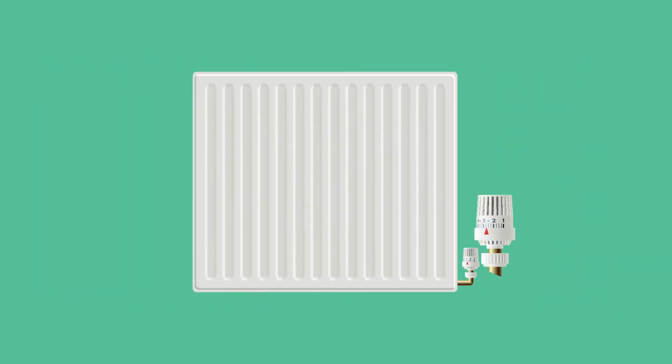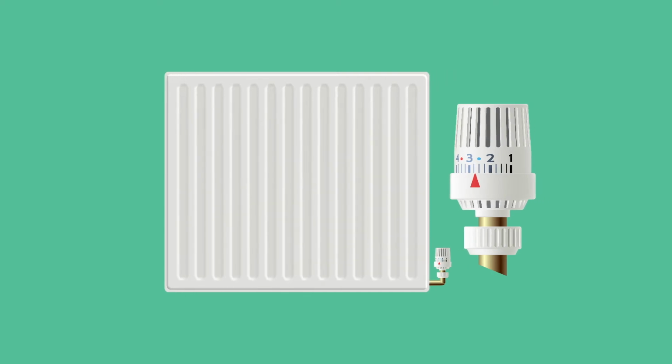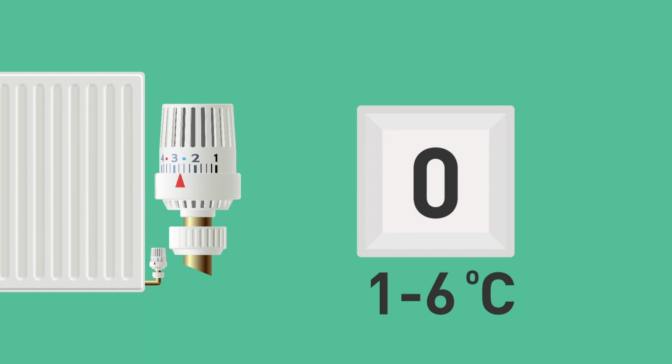You need to use your radiators carefully too. Adjust the controls on radiators to suit how much you use each room. Generally, the settings work like this. They go from 0, which keeps the radiator at 1 to 6 degrees, all the way up to 5, which works at around 28 degrees.